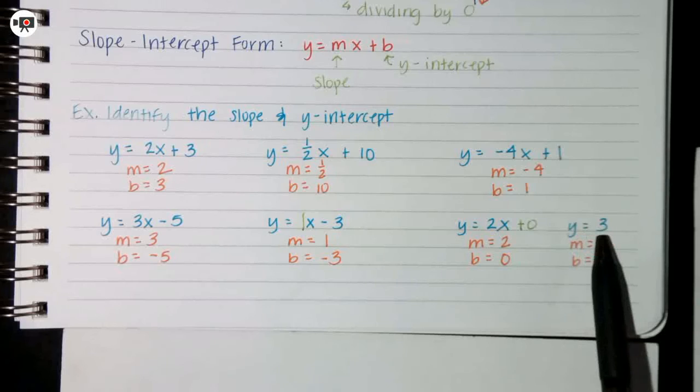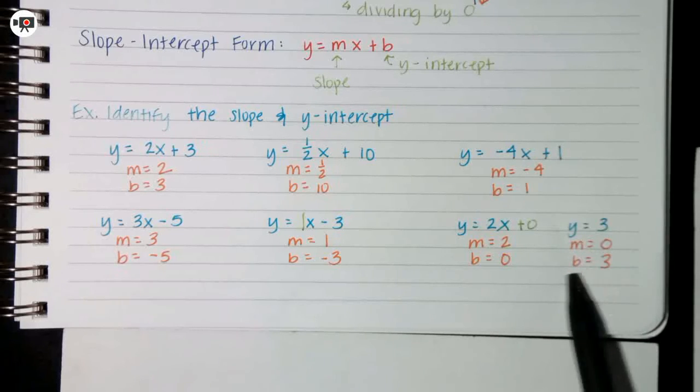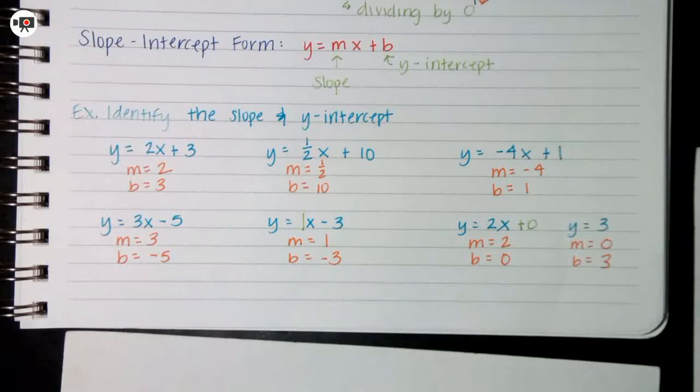And here I have y equals 3. I do not have an x term, so my slope is 0. 0 times x is 0, and that does not change anything. It would be 0x plus 3. So our slope is 0, and the number is the y-intercept.